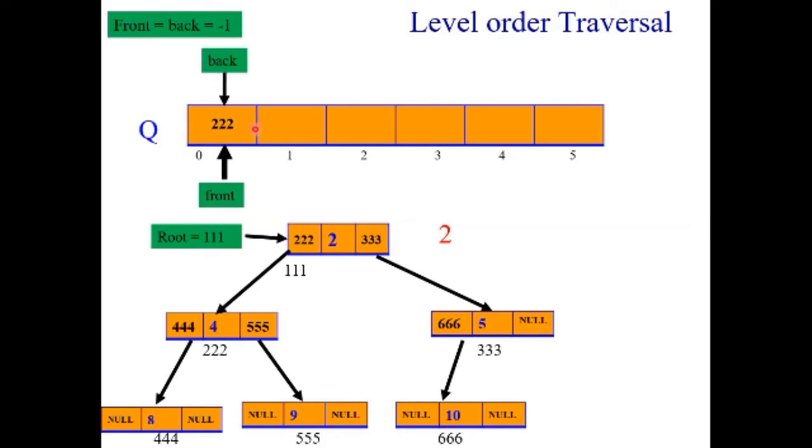So next, this is my queue. The queue is not empty, right? Next we check the right child address, nothing but the right link of this node 2. What is the right link of this node 2? That is 333, the address of the right child. Is it equal to null? No, not equal to null.